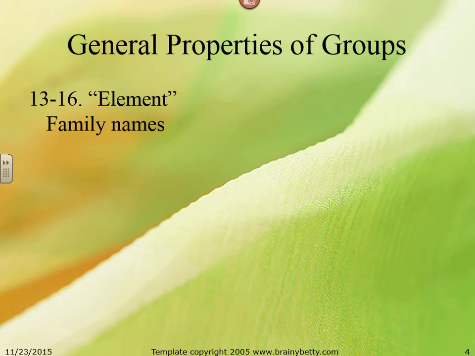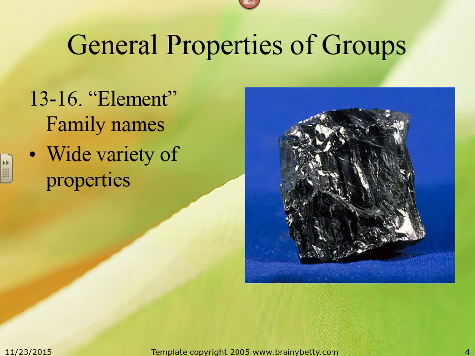So in other words, each column is named after the element at the top of that column. So the boron family, the carbon family, the nitrogen family, and the oxygen family. They're named after the element at the top of the column. These groups have a wide variety of properties. There's lots of different kinds of elements in these groups.